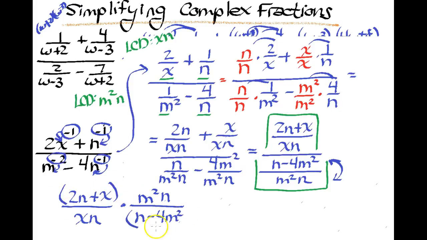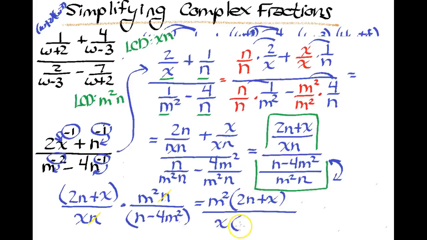And let's go ahead and apply our parentheses. And if we notice, what reduces is the n. And that looks like it's the only thing that reduces, because this binomial does not factor and this binomial does not factor. There's no GCF. They're both not perfect squares or perfect cubes. So we are left with m squared times 2n plus x all over x times n minus 4m squared. And that completes our lesson on simplifying complex fractions.